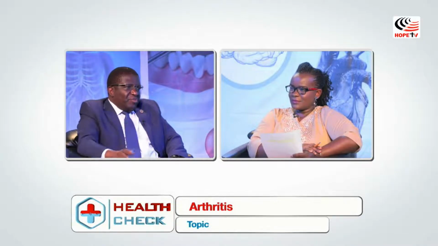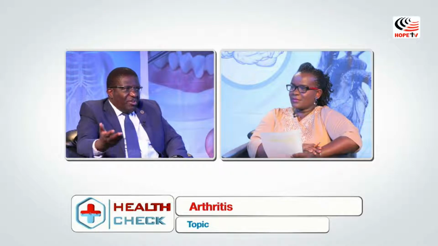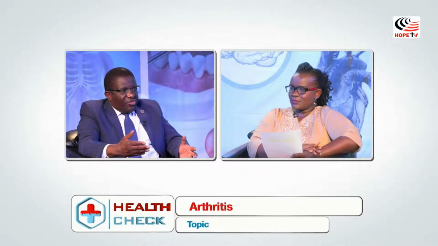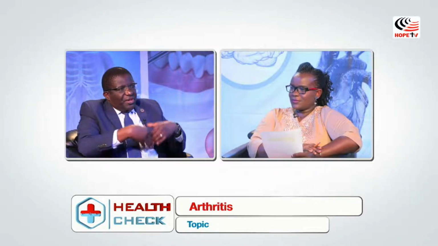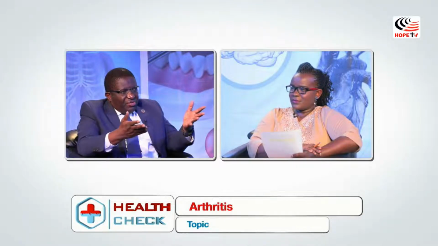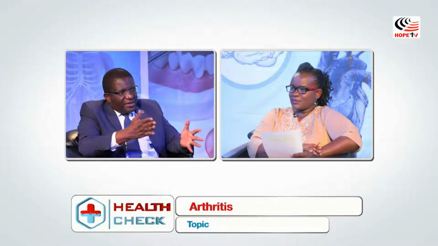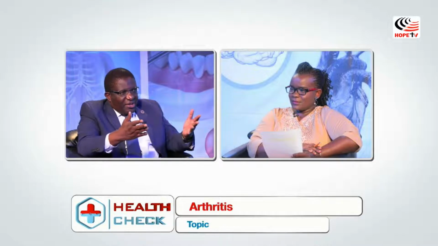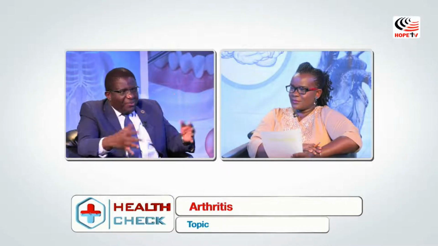But gout, for example, you meet a man in his 40s, and based on his lifestyle and a genetic profile and the distribution of the joints involved, you can make a diagnosis of gout. And when you do the uric acid levels, you find that the person has got high uric acid levels, and then you say, this is gout.